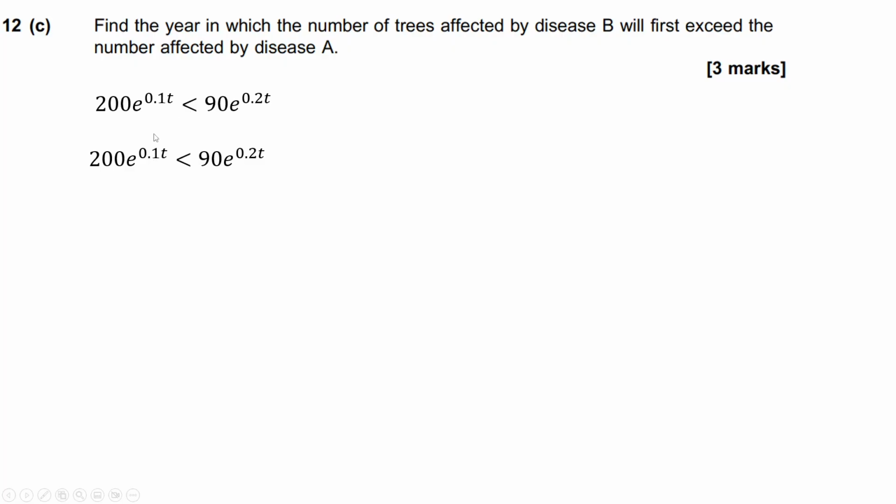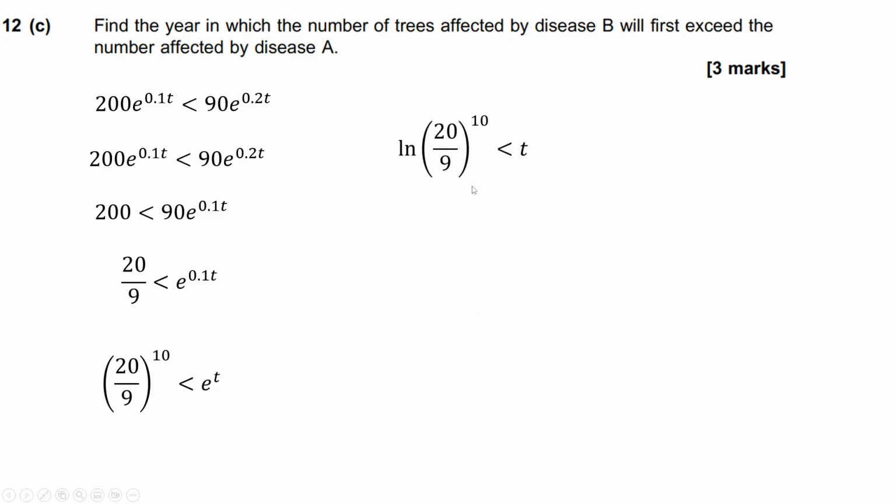I divided by e to the 0.1t on both sides. Divide by e to the 0.1t, and then I've divided by 90 on both sides, and then I raised this side to the power of 10, and then this side to the power of 10, because then this is just e to the t, and then I did natural log of both sides to get this, and you can bring the 10 down and just solve that. Anyways, you'll get 7.99 is less than t. The time in years is going to be less than 7.99.